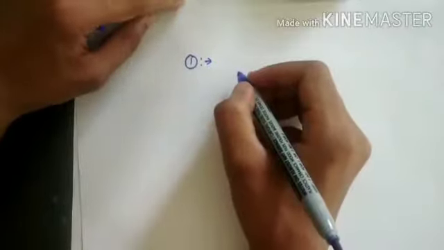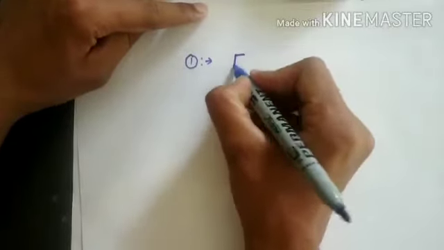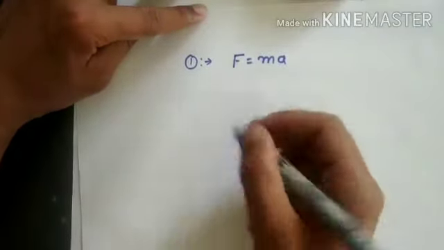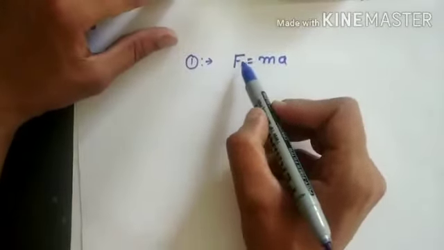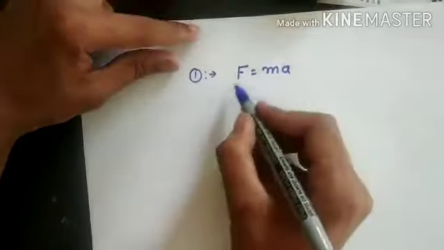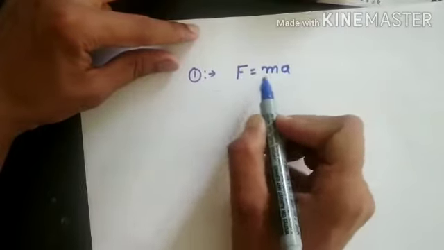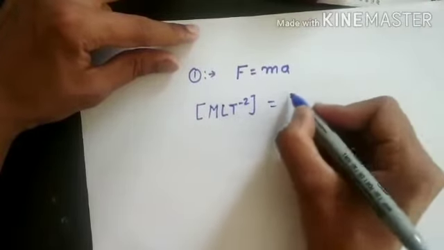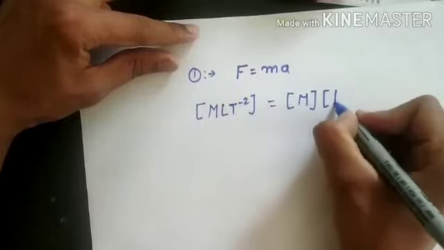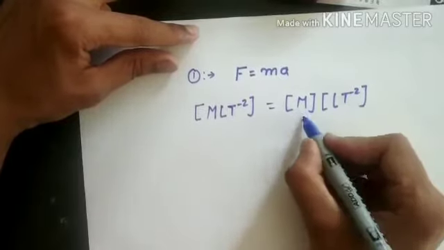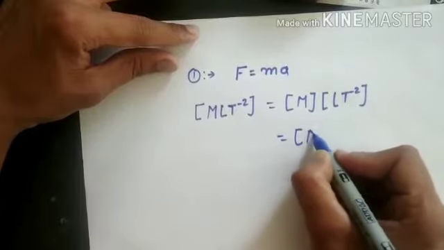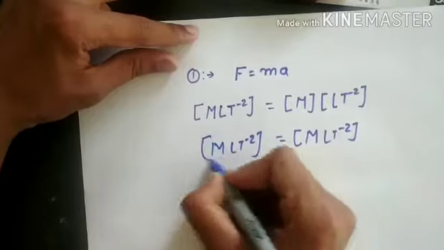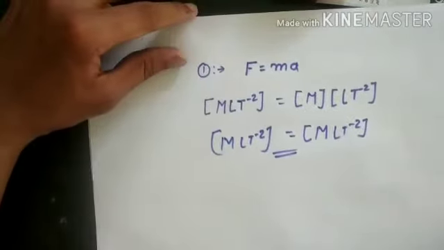Let's consider that we have F equals MA. This is a physical equation or relation, you can say. To check the consistency of this equation, we'll write the dimensions of each term involved in it. What is the dimension of force? It is represented by MLT minus 2. Mass has dimension M. Acceleration has dimension LT minus 2. If you combine these two, you will get MLT minus 2. Easily you can observe that MLT minus 2 equals MLT minus 2. So it is consistent, or it is right.